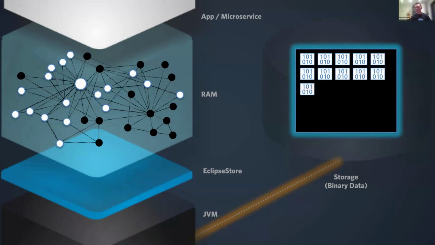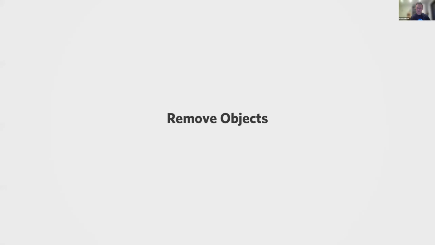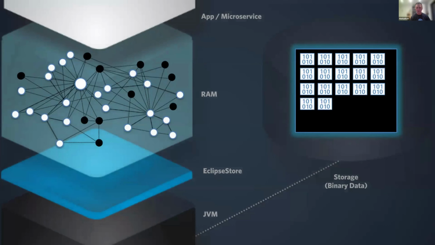The EclipseStore garbage collector will constantly clean up your file storage behind the scenes and constantly optimize your file storage behind the scenes. And you can configure that, so you can configure the whole housekeeping process very easily. Right. The same with removed objects.